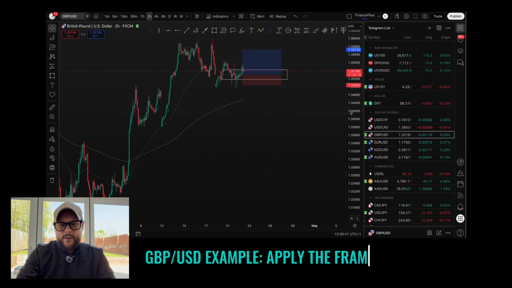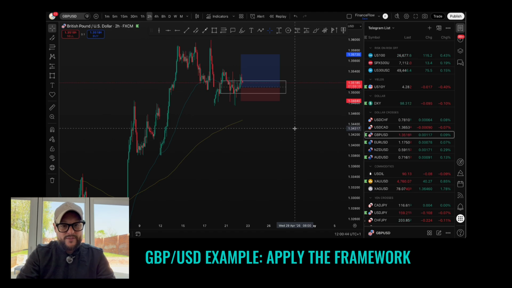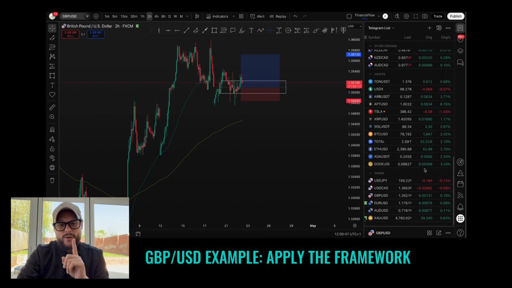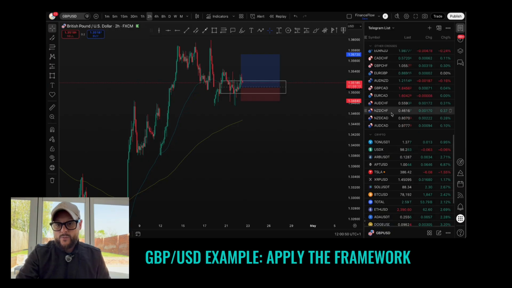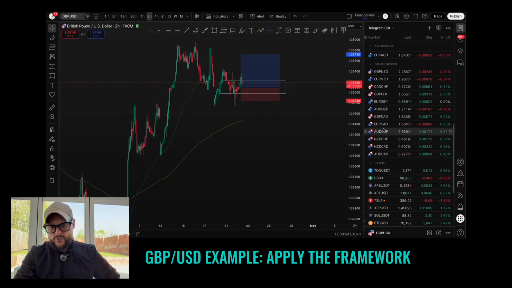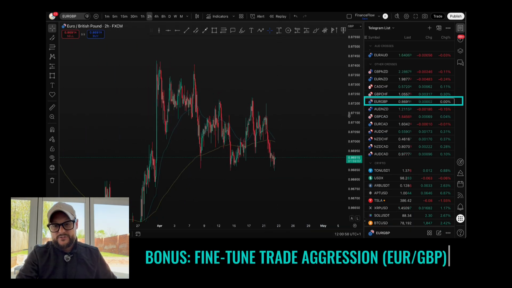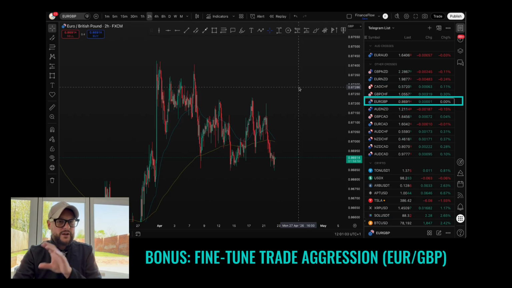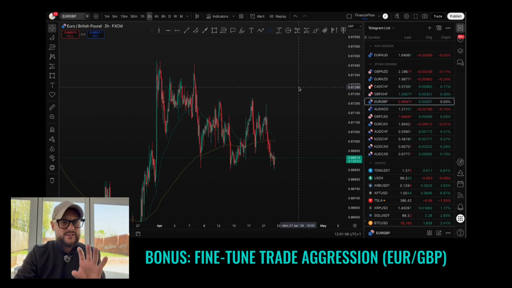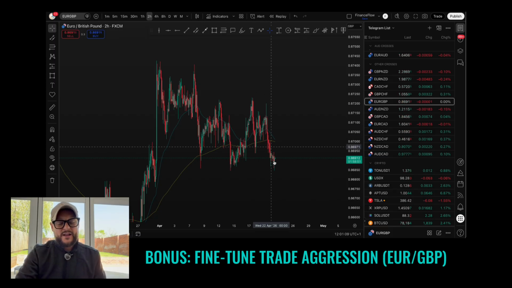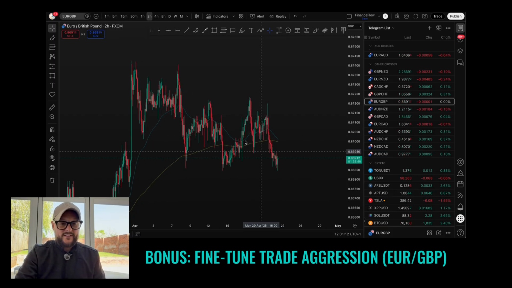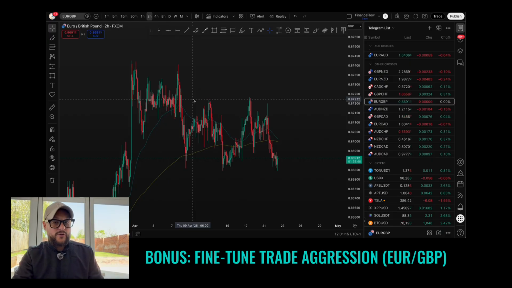Same with pound. Now, I went slightly more aggressive with the pound, and I'm going to tell you why, because there's one more chart that I looked at when trading GBP USD and Euro USD. It is Euro GBP. It's very similar to the dollar, and we're going to use this for aggression only, because we know we want to trade both of them. As you can see here, the trend is to the downside. Pound is stronger than euro.